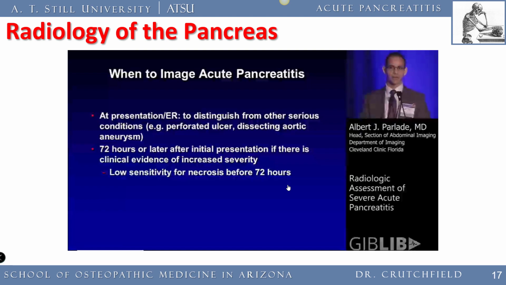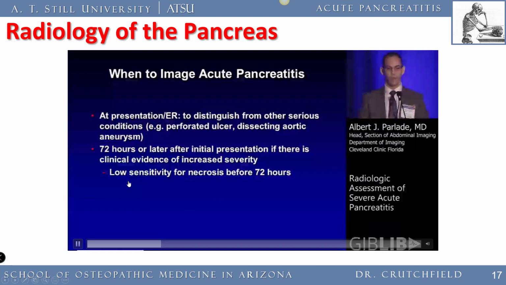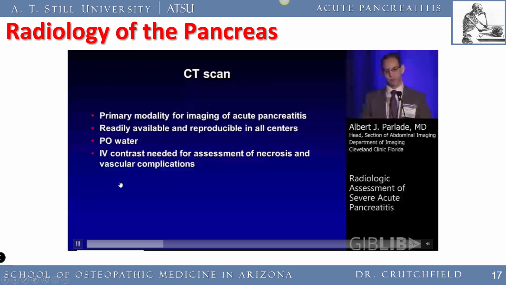That being said, it's probably not the best time to image acute pancreatitis. You don't need it for the diagnosis, and your sensitivity for necrosis is extremely low on the presenting day. It's not till about 72 hours that most necrosis really shows up on a CT scan.